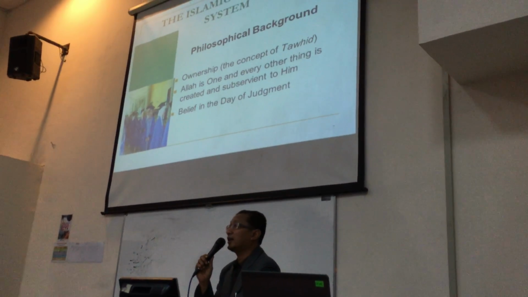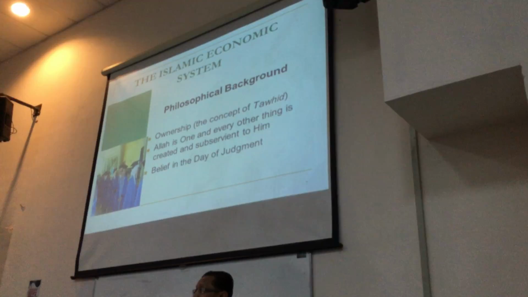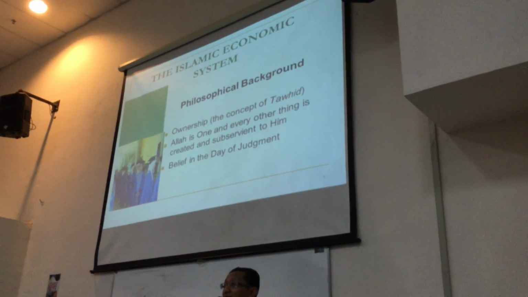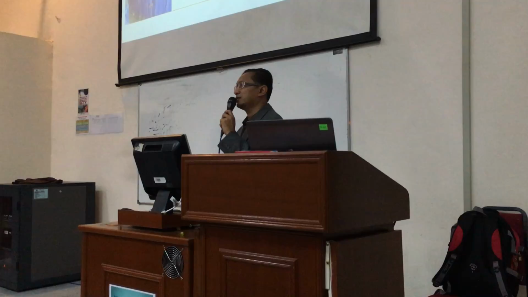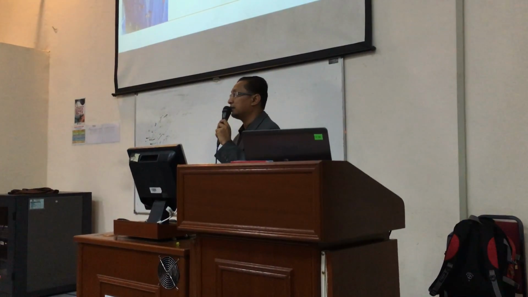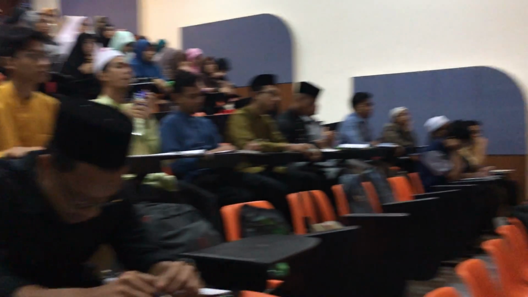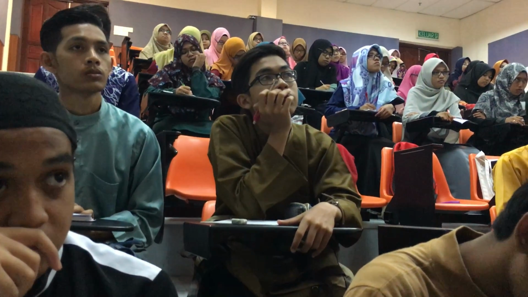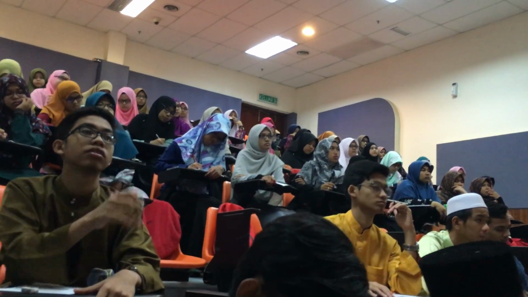Firstly is looking at the ownership in Islam. Ownership in Islam, as I mentioned before, we are only the trustee, and the owner is Allah Subhanahu wa Taala. He is the owner of everything in the world, right? So whatever you have, whatever you wear, things that you have, wealth and so on, is all Allah Subhanahu wa Taala, right? So this is the first concept that we need to understand. And Allah is Ahad, and every other thing is created and subservient to Him, right? So this is one of the philosophy.